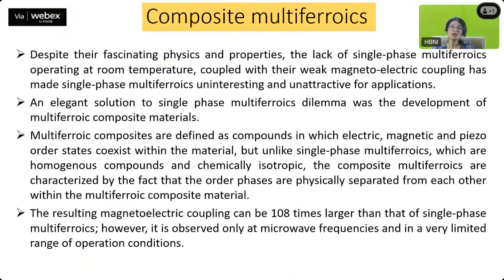And then, of course, you have an important class of materials which are getting researched, and you find a lot of papers coming in the last 20 years or so. It's known as composite multiferroics. Because you lack single phase multiferroics operating at room temperature, and they also have very weak magnetoelectric coupling, single phase multiferroics are not really considered very good and attractive for applications. So you look into composite multiferroics.